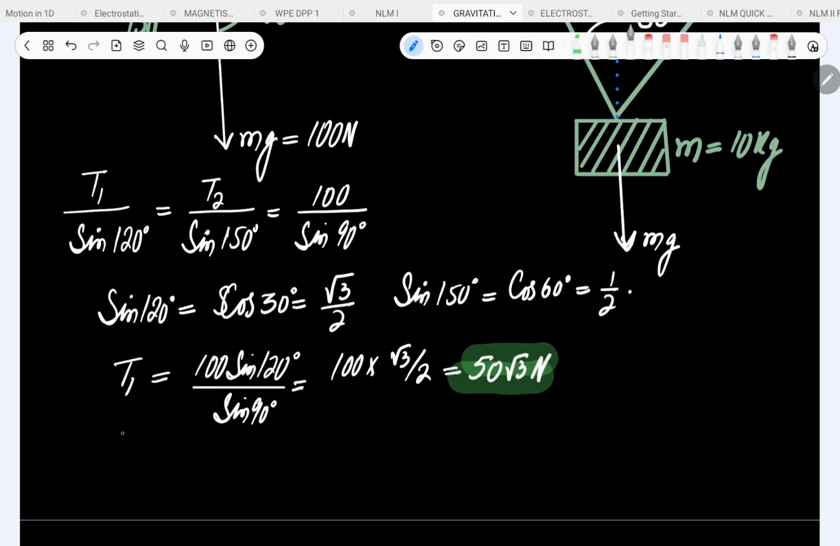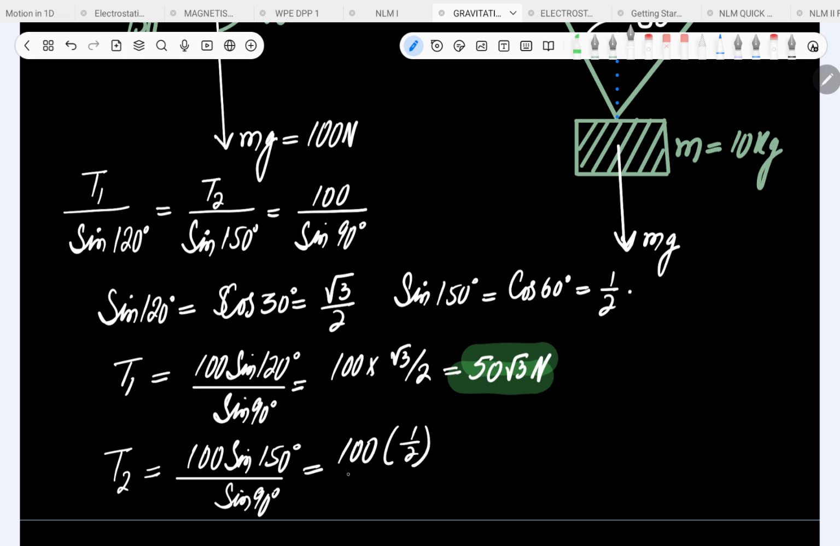Right? Now let's try to calculate the value of T2. Let's try to calculate the value of T2. So what will T2 be? It will be 100 multiplied by sin 150, divided by sin 90. Again, can you tell me what is the value of this sin 150? That is 1 by 2, and sin 90 is 1. So this value will come out to be 50 Newton. So T2 comes out to be 50 Newton.